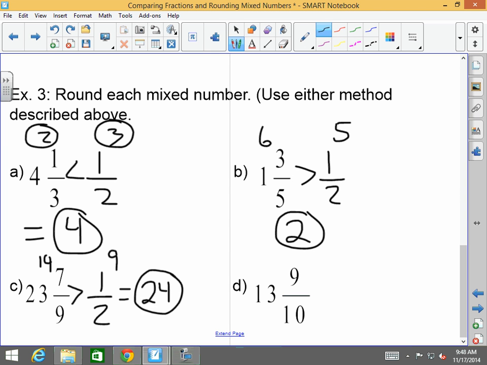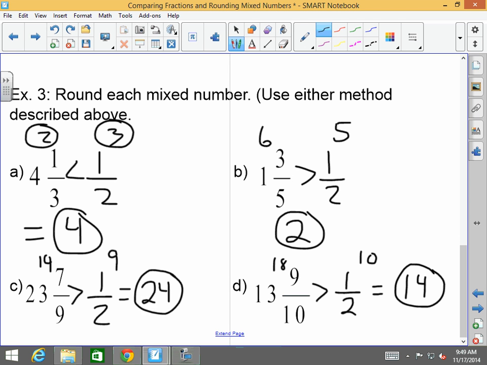Last but not least, 13 9/10. Compare that to 1/2. 2 times 9 is 18. 10 times 1 is 10. Which is larger in cross products, 18 or 10? So, what fraction is greater, 9/10 or 1/2? 9/10 is greater than 1/2, so that means the 13 goes up by 1 to 14, and the fraction drops.